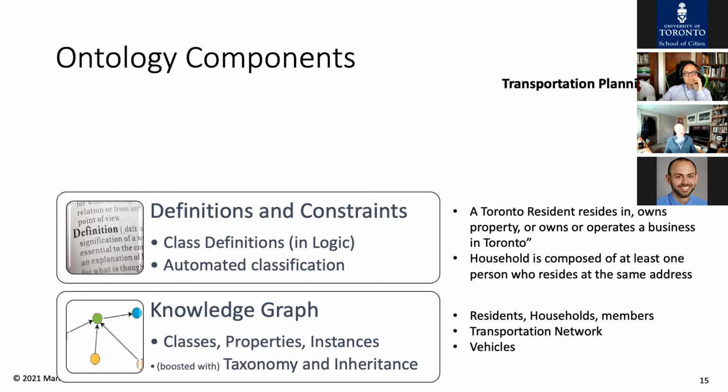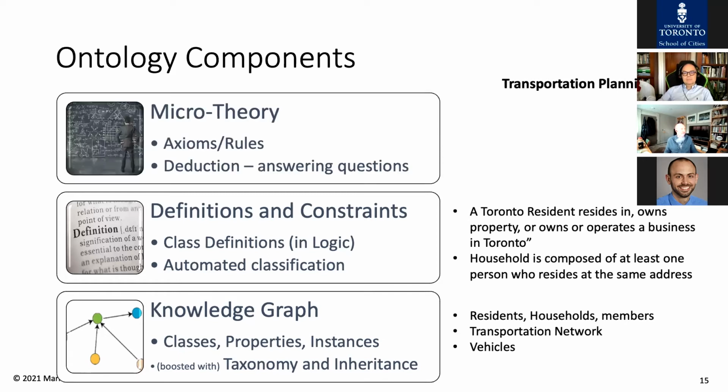So this is an example of a definition. A Toronto resident resides in, owns property, or owns or operates a business in Toronto. That's a definition of a Toronto resident. Another definition is: a household is composed of at least one person who resides at the same address. These are all examples of definitions that one would then capture in the form of a logic and be able to represent directly in our ontology.